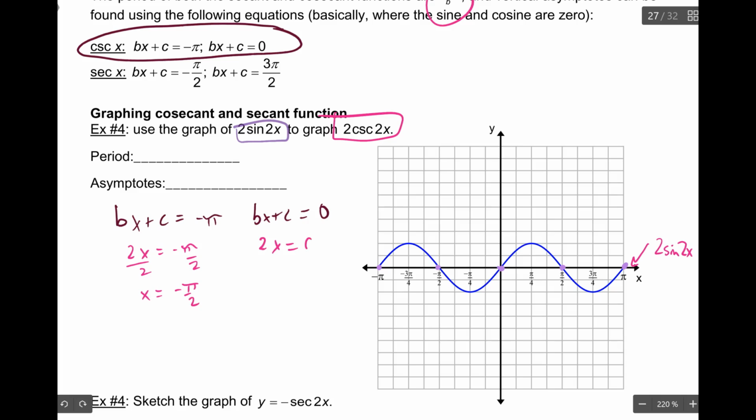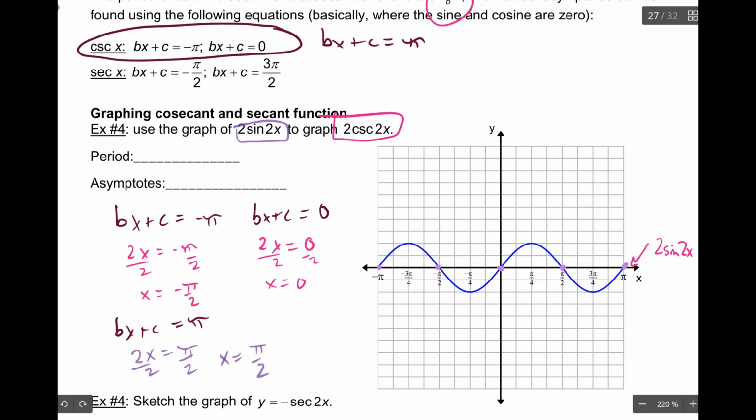2x is equal to 0, divide by 2, and we have an asymptote at 0. And then there's going to be one more, at bx plus c equals pi. You can literally see it's going to be every pi over 2, but let's just double check anyway. bx plus c equals regular pi, so 2x equals pi, divide by 2, x equals pi over 2.